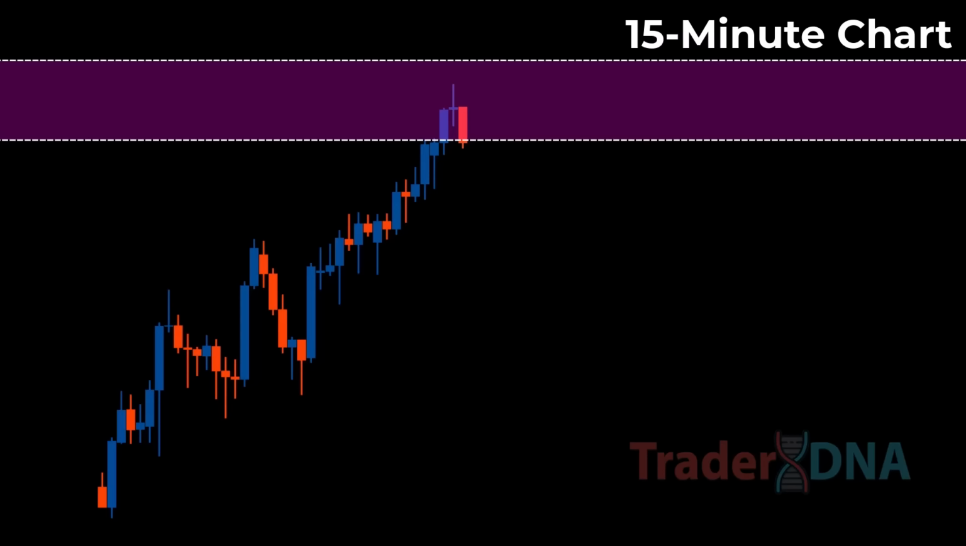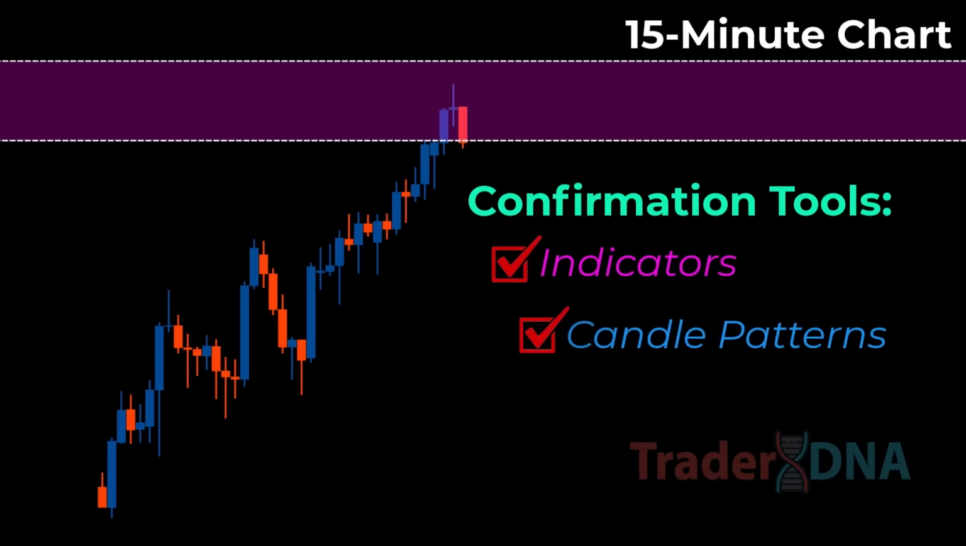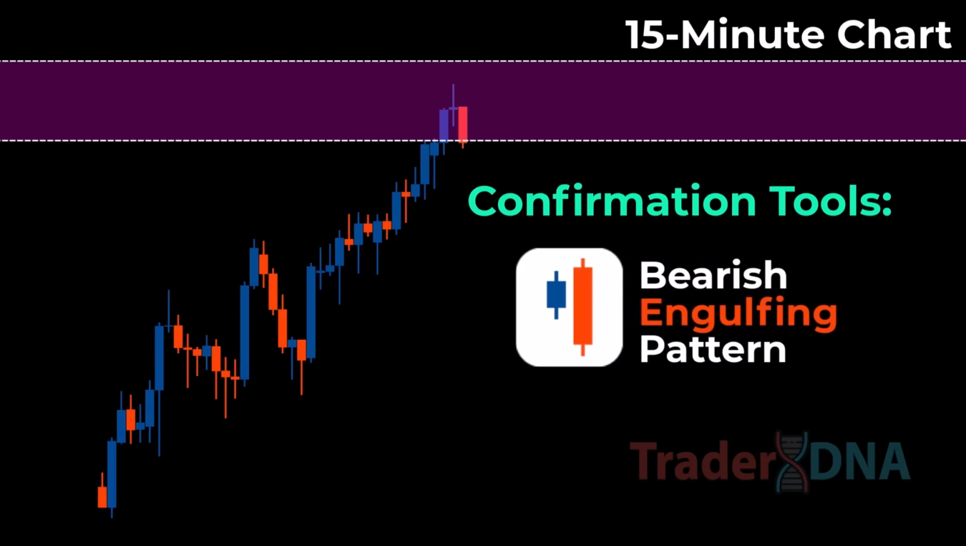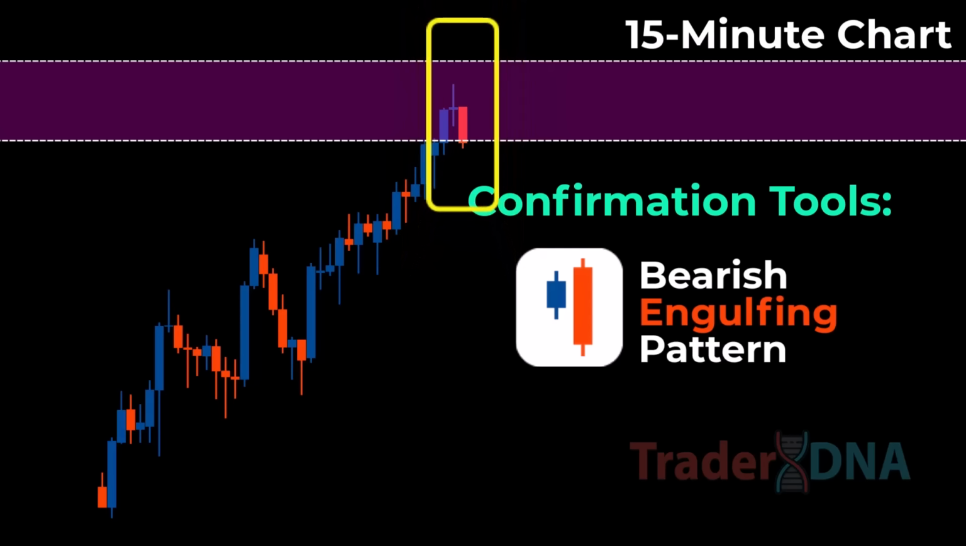On the 15-minute chart, we look for signs of bearish momentum, proof that price wants to reverse from the order block. You can use different confirmation tools here, indicators like the MACD, bearish candlestick patterns, or even a shift in market structure. My go-to confirmation? The bearish engulfing candlestick pattern. Simple, clean, powerful. It happens when a small bullish candle is immediately swallowed by a larger bearish candle, completely engulfing it. That's your reversal signal.